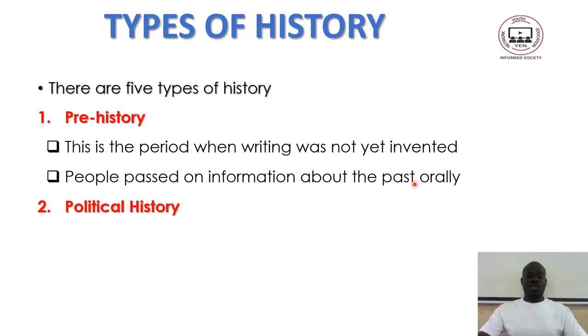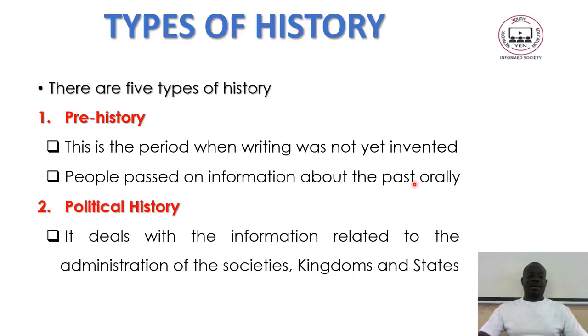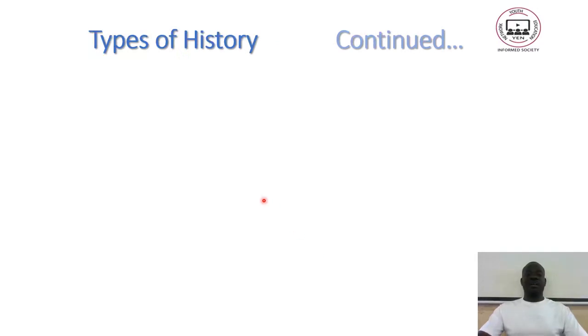Political history is another type. It deals with the information related to the administration of societies, kingdoms, and states. So political history is about the administration of society, how the kingdoms or states or countries were being managed. That one is political history.